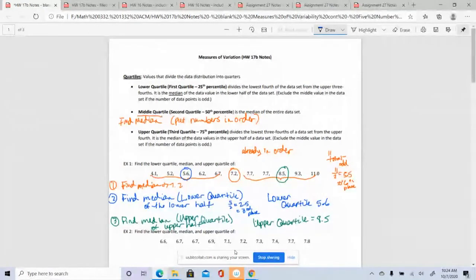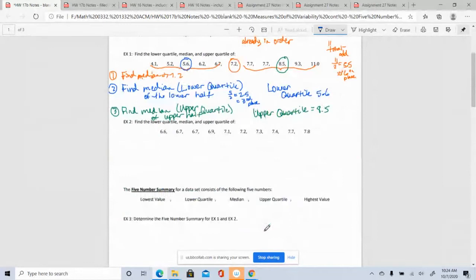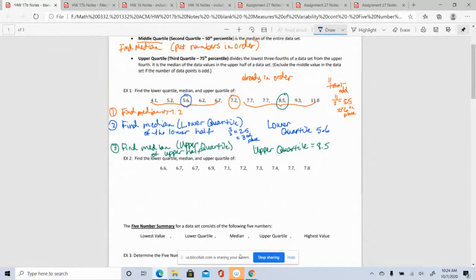So that's really all we're going to learn right here, is how to find those. We're going to use this information in a little bit for something else, but let's go on and look at what we would do if there was a different number of numbers. Are y'all okay so far? This is really kind of a review so far. Yes. Okay, good.